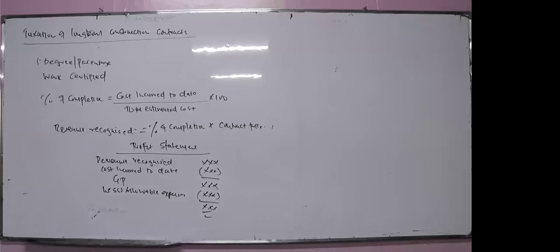So you're saying there are two approaches to determine taxable income. So there's a degree of completion, and there's where the value of work certified is considered as revenue.